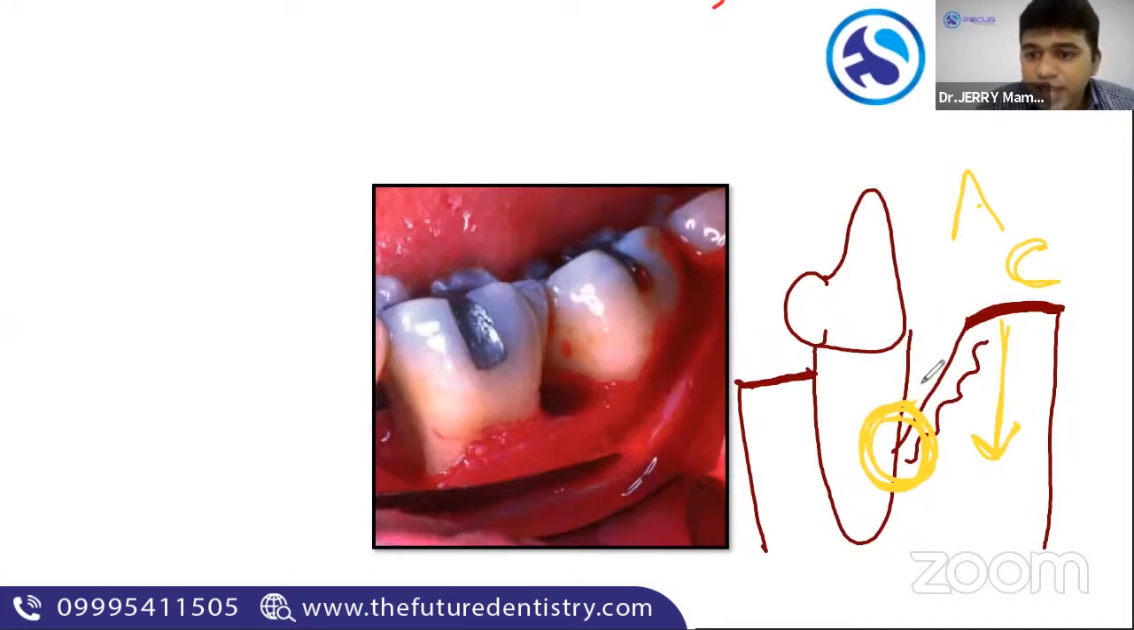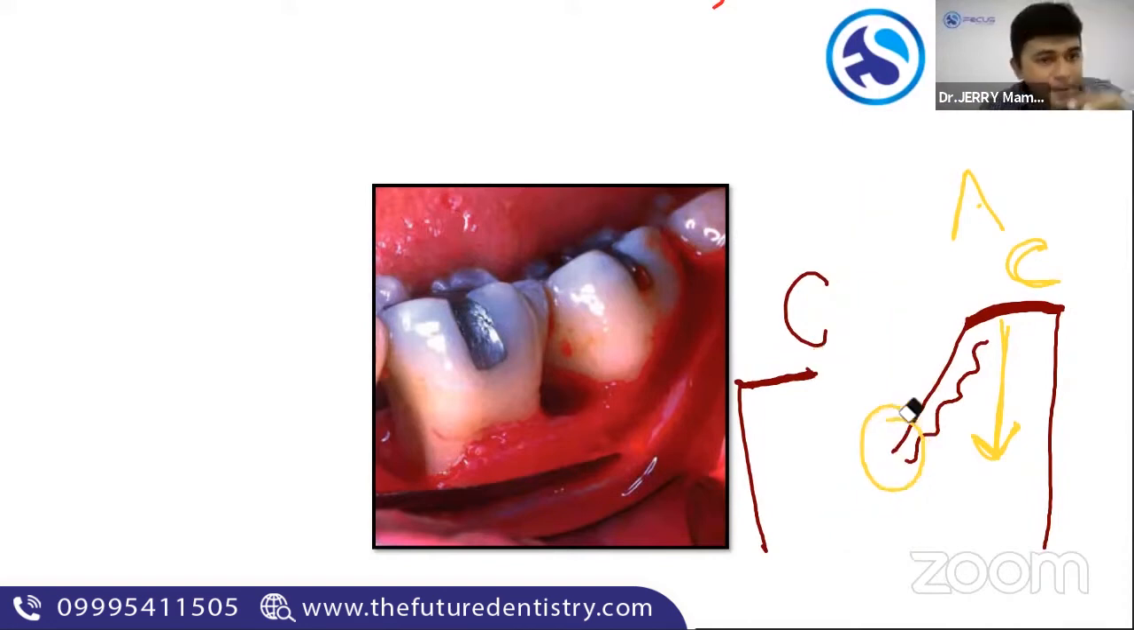Whereas in this case, the resorption is starting from here and going at an angle. So the crest is preserved, but only the bone closer to the tooth is getting eaten away. So you will have an angular pattern, and this defect will be at a more apical end than the crest of the alveolar bone. I hope that is clear. Okay.